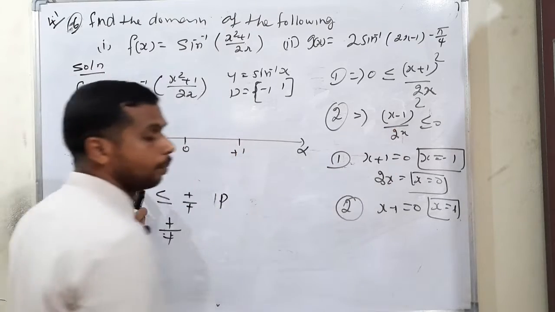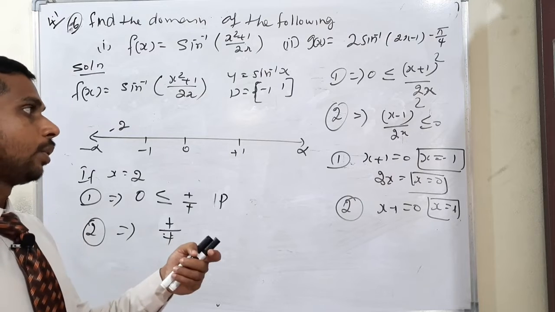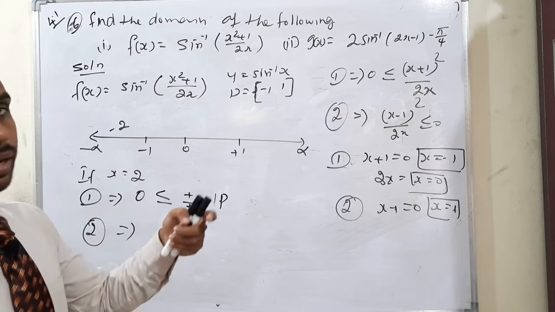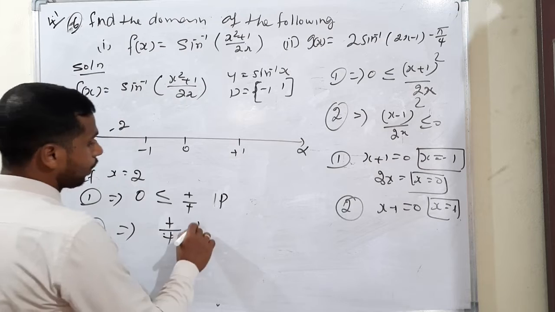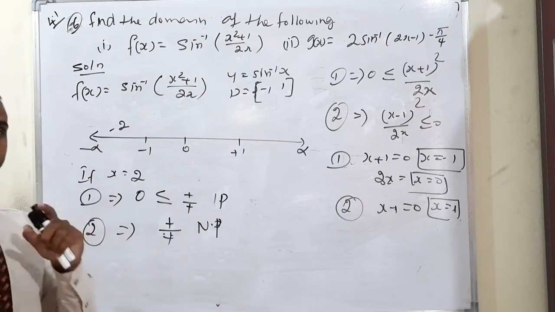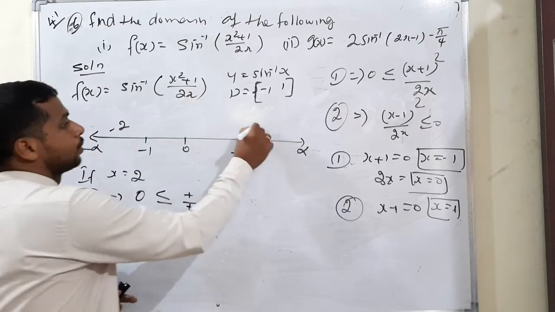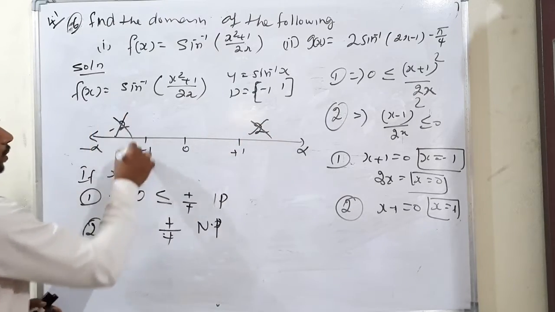So, 1 by 4. 1 by 4 means approximately what value will come? 0 point something value. So 0 point something is definitely not less than or equal to 0. So this is actually not possible, isn't it? Already I told you, if any one case is not possible, both cases will be wrong. So minus 2 and positive 2 are not possible.